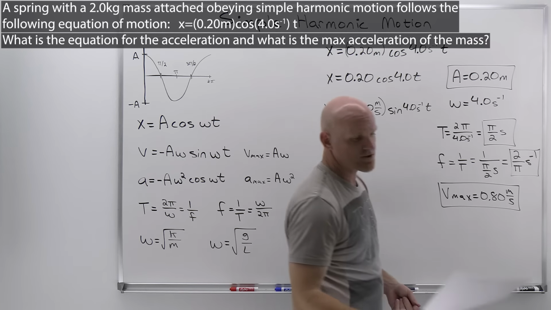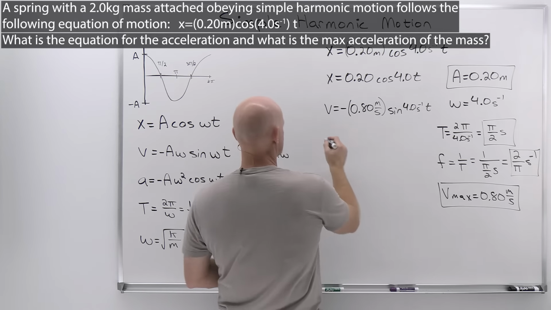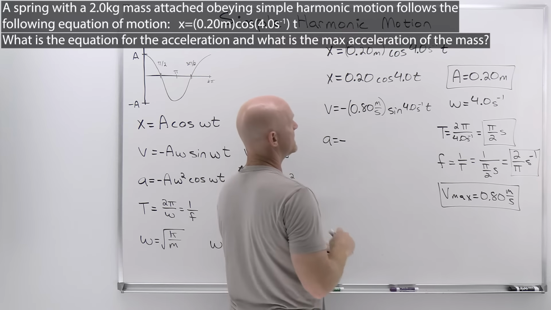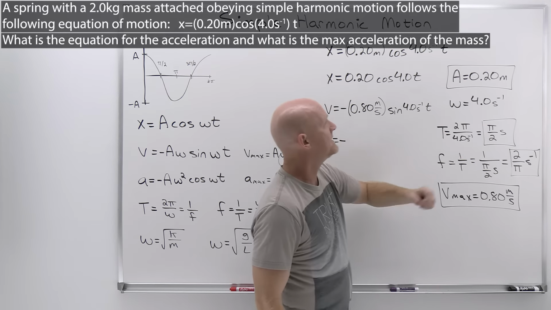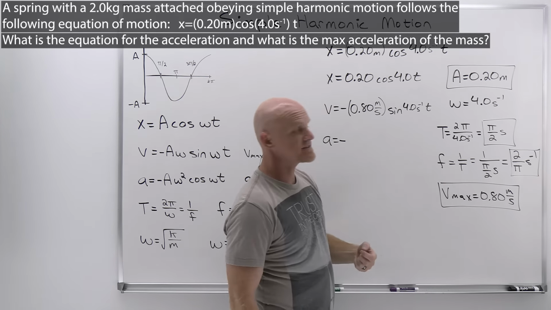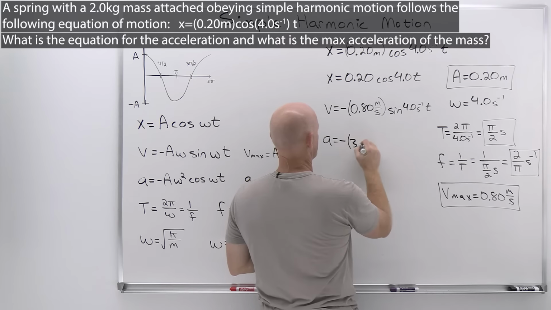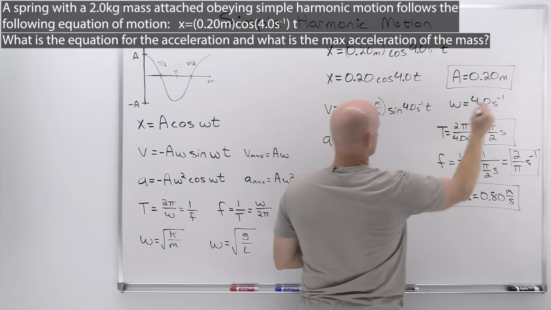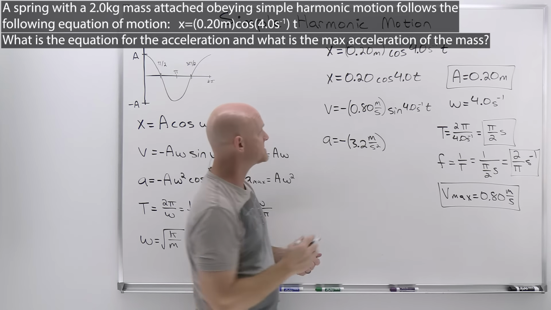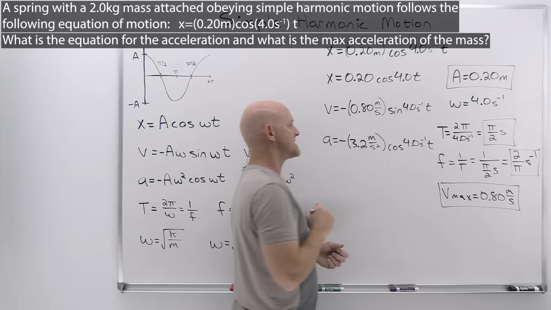All right, finally, next question says, what is the equation for the acceleration and what is the max acceleration of the mass? And so in this case, we've got negative a omega squared. In the previous case, we did a times omega, and it was 0.2 times 4. Now it's going to be 0.2 times 4 times 4. And so in this case, 0.2 times 16, well, 16 times 2 is 32, so 16 times 0.2 is going to be 3.2. And notice the unit is meters per second squared, the proper SI unit for acceleration. And then cosine omega t, so cosine 4.0 per second times time.